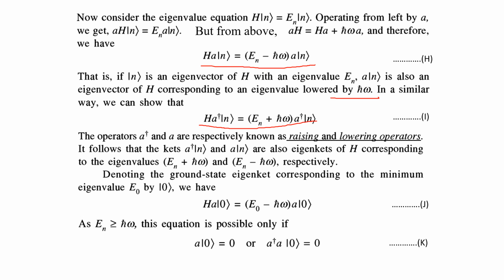Now to find the minimum eigenvalue of energy, we consider E0, denoting the ground state eigenket corresponding to the minimum eigenvalue E0 by |0>. We have H a|0> = (E0 - ħω) a|0>. As En is greater than or equal to ħω/2, this equation is possible only if a|0> = 0, or a† a|0> = 0.